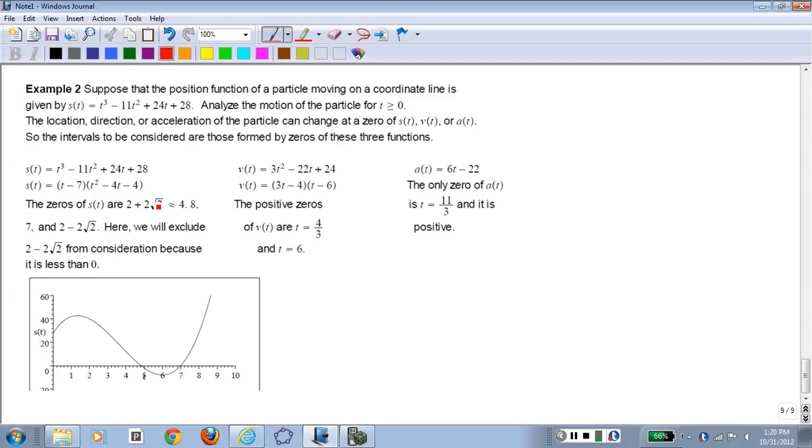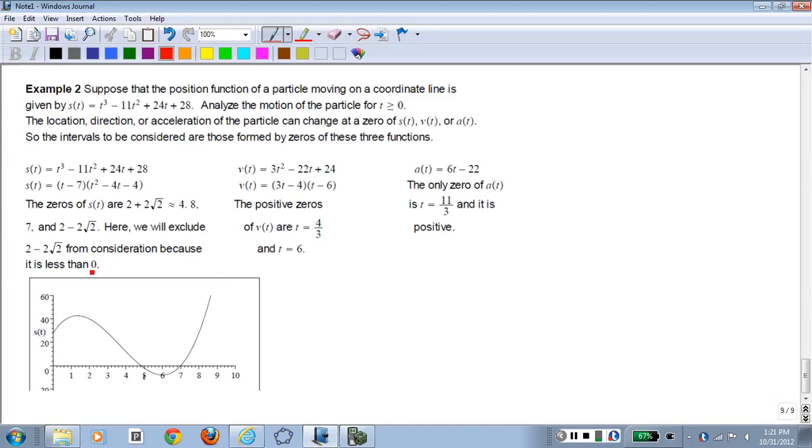Sadly, the t squared minus 4t minus 4 does not factor, but it has nice enough zeros, I guess. 2 plus 2 times the square root of 2, and the other one perhaps was 2 minus 2 times the square root of 2. But 2 minus 2 times the square root of 2 is negative, so I'm not going to consider that one. We're just going to consider what happens greater than or equal to 0. We're thinking of t as the passage of time, and we're going to start at a point and look to the future. So just the positive ones.